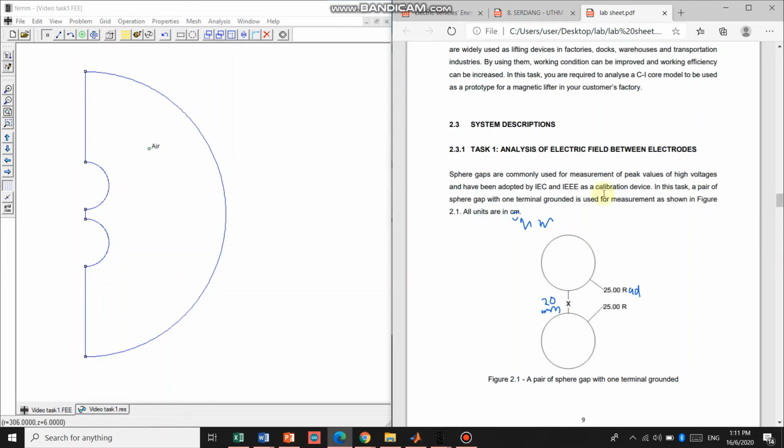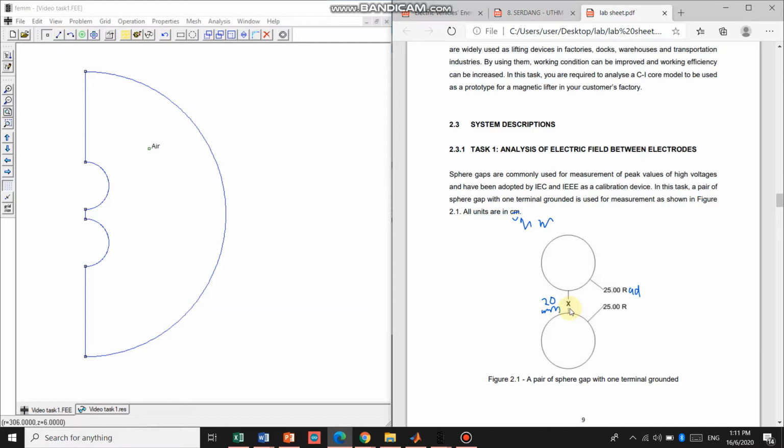Assalamualaikum. Task 1 is the analysis of the electric field between electrodes. Sphere gaps are commonly used for measurement of peak values of high voltage. Here we have two sphere electrodes. Each electrode has a radius of 25 mm and the electrodes are separated by a sphere gap.